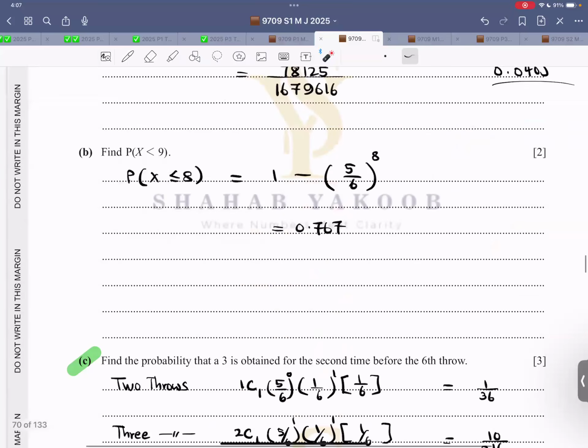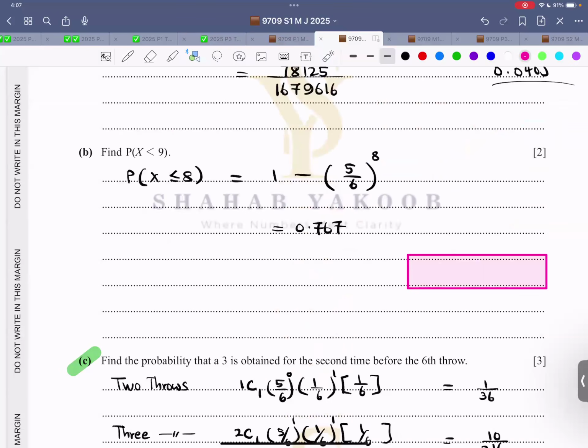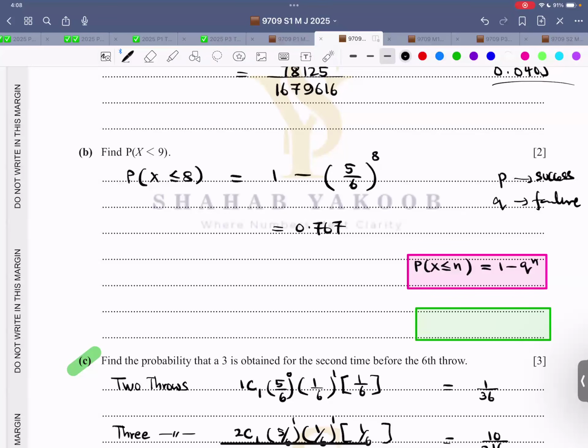The next one, probability x is less than 9. A very, very important concept that always comes. So let me write it over here. This one and the other one also. So first of all, let me write this thing. That is probability x is less than or equal to n. That is 1 minus q raised to power of n, where q is the probability of failure. p is probability of success and q is probability of failure. So less than 9 has to be converted to less than or equal to 8.